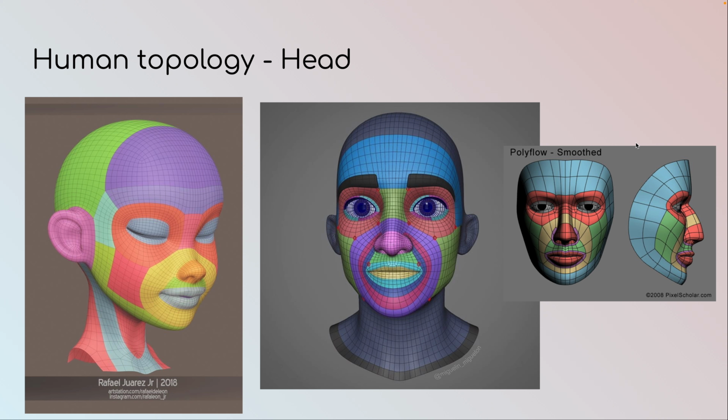so general images of what a human head topology might look like. Everyone's way of topologizing faces can be a little different, depends on the person. But I'd say overall, people tend to group certain parts of the face the same, as you guys can kind of notice over here.